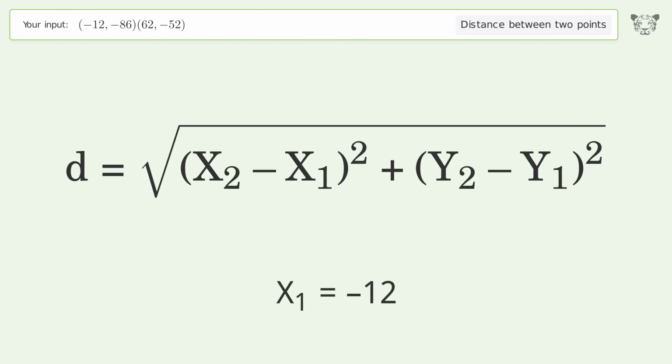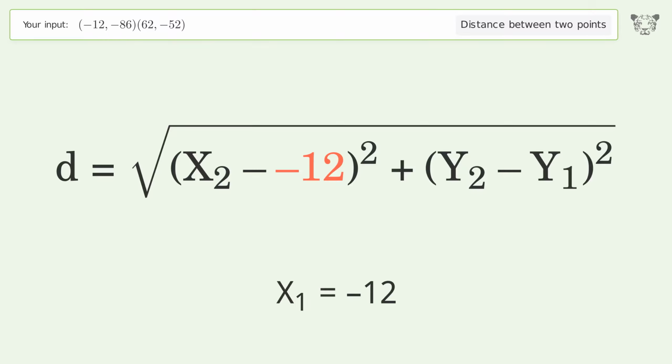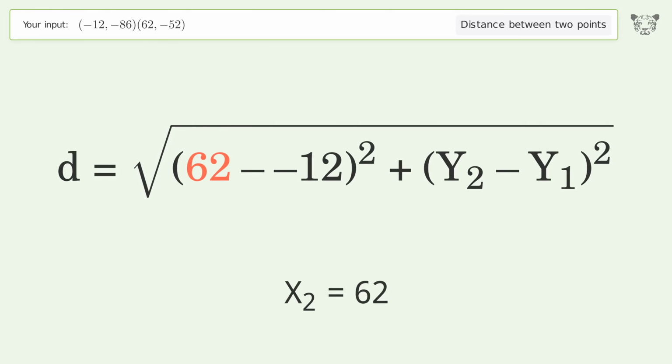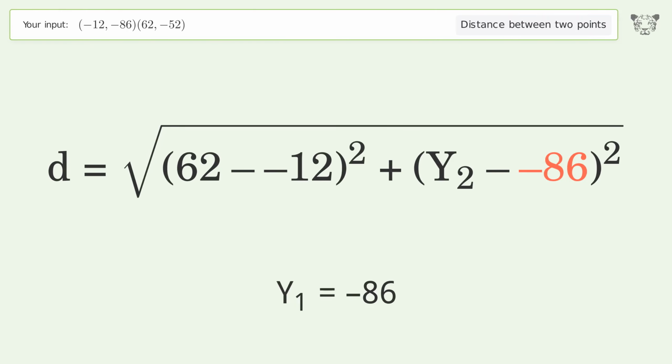x1 equals -12. x2 equals 62. y1 equals -86. y2 equals -52.